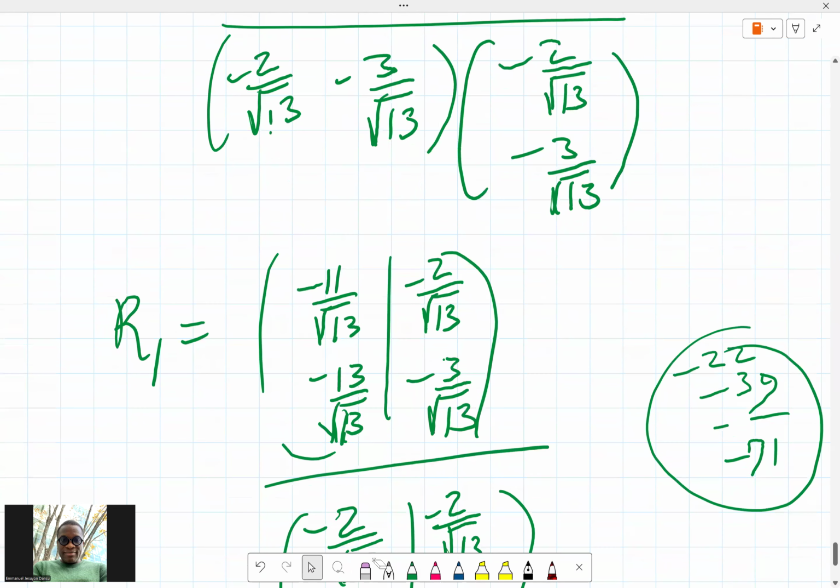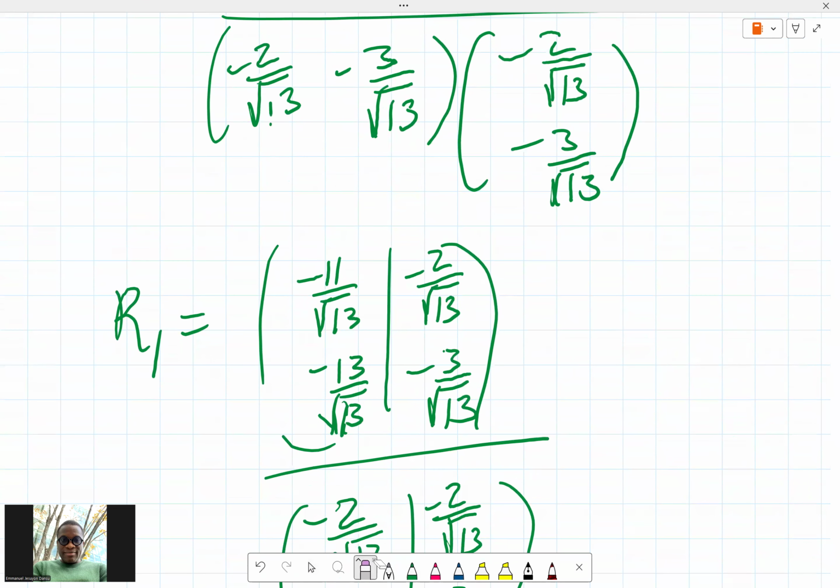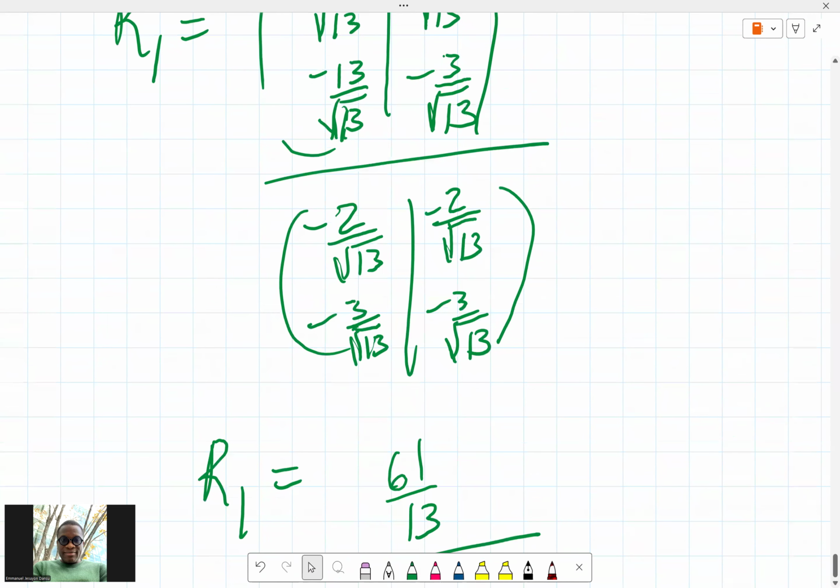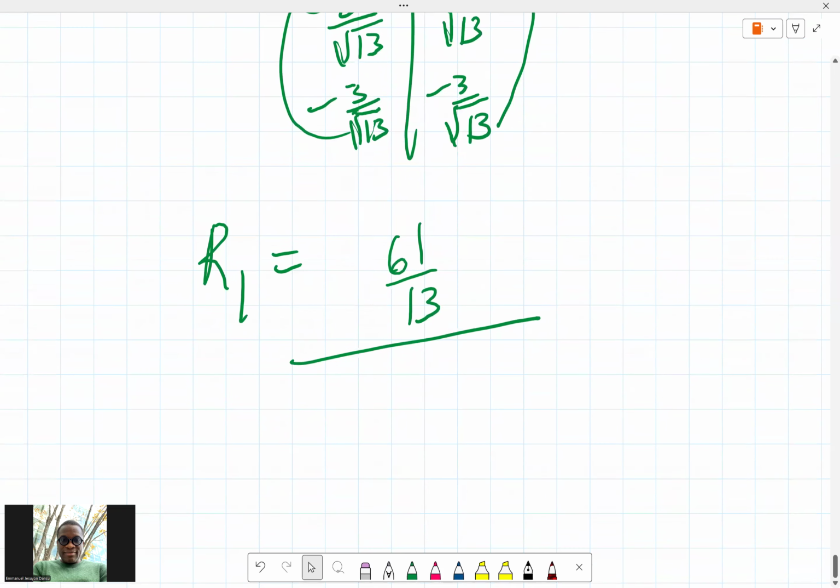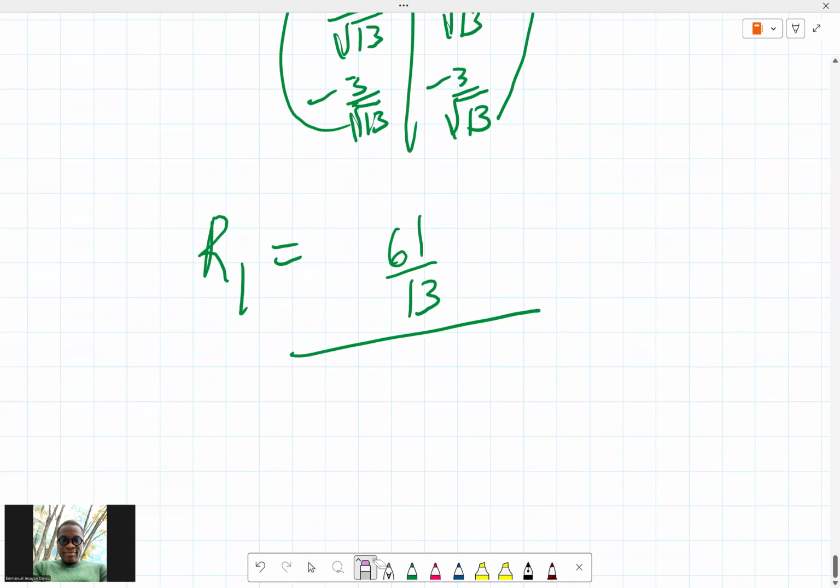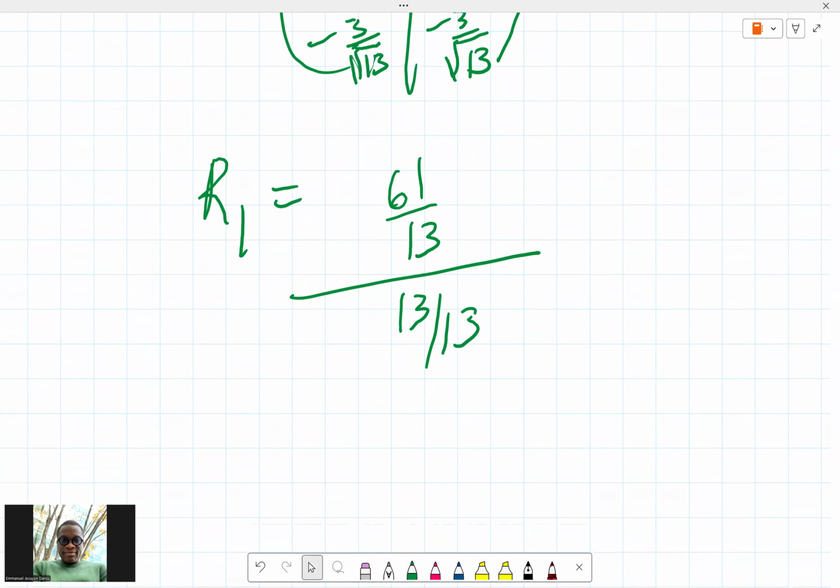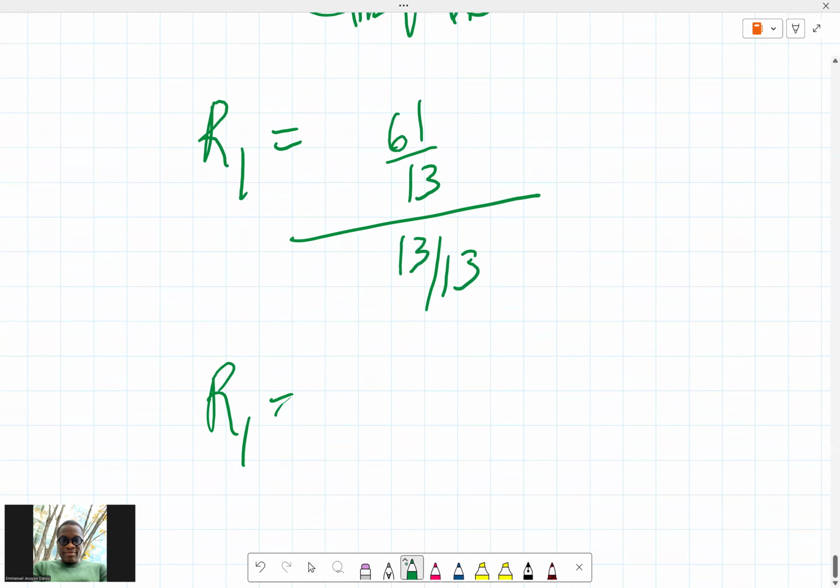So this is not okay. Minus minus plus. So 22 plus 39, that's 61. And down here we have 2 minus 2 minus 2, that's 4 plus 9, 13. So this will be 13 over 13. So that means that R1 is equal to 61 over 13 divided by 13 over 13.